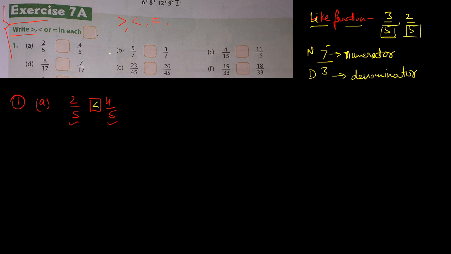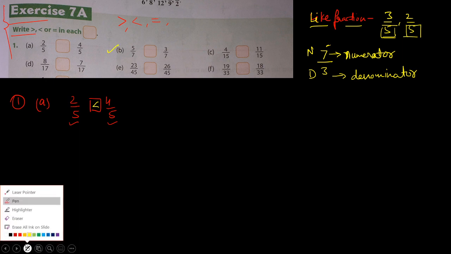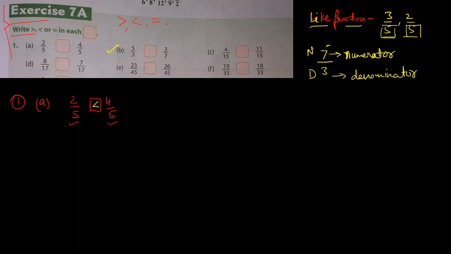In the next question, part B, what do we have to do? As you can see, in both the fractions the denominators are the same, which is 7. So we will see the numerators. 5 is greater or 3 is greater? 5 is greater, so we will say 5 upon 7 is greater. In part C, again these two are like fractions because the denominator is 15. And look at the numerator. This fraction has 4 and this fraction has 11. Which is greater, 4 or 11? 11 is greater, that is why 11 upon 15 is greater.